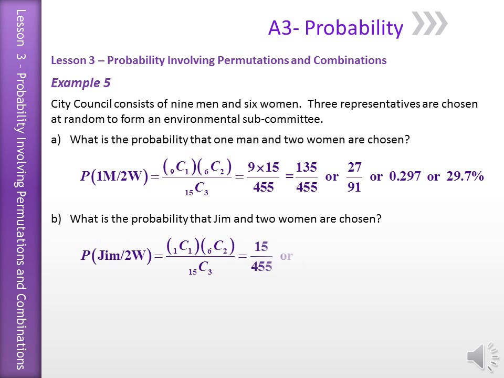And that would equal 15 over 455. We could reduce it to 3 over 91, or 0.0330, or 3.3%.